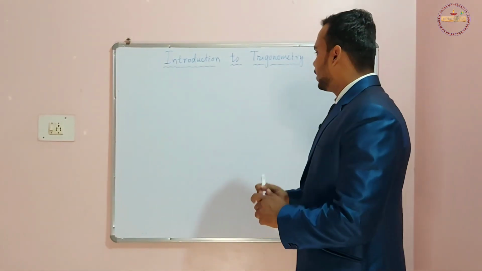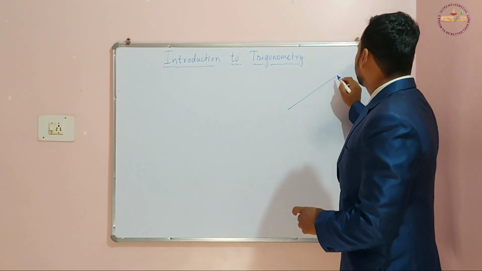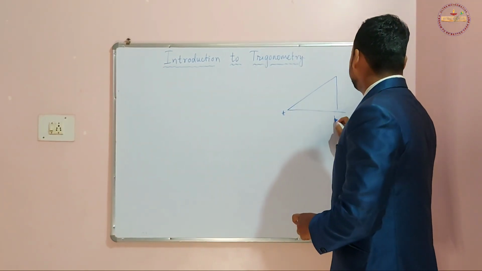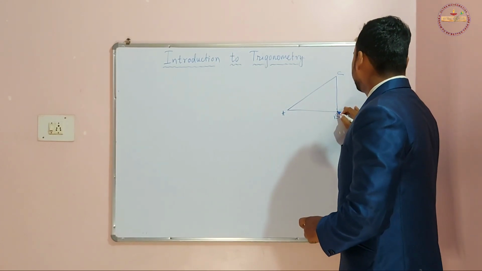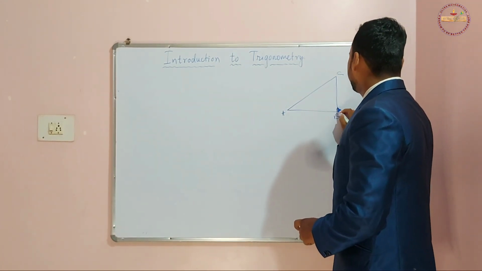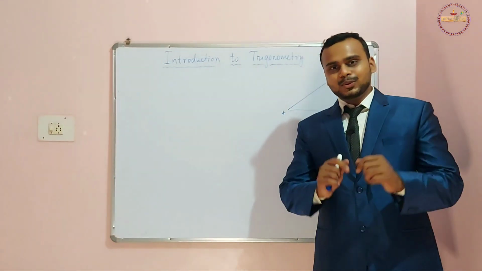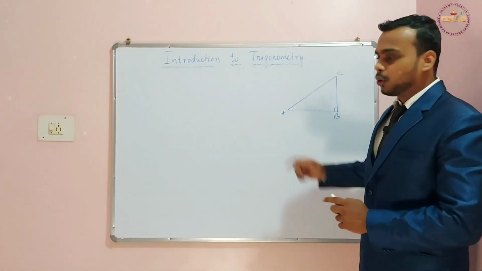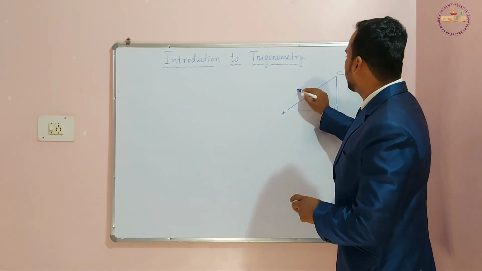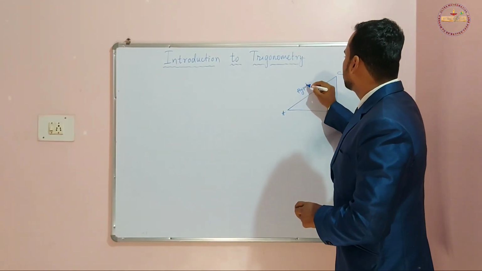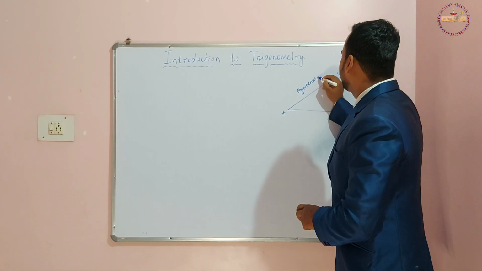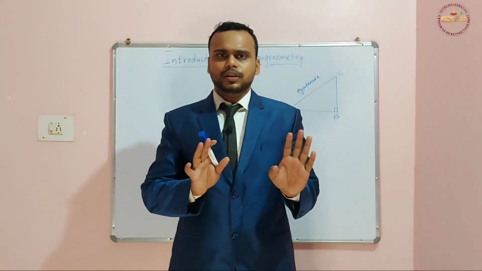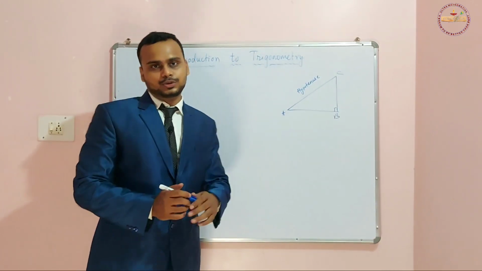First of all, let me draw a right angle triangle like this. Suppose ABC is my right angle triangle, right angled at B. You know the side which is opposite to the right angle is called the hypotenuse. So this side is my hypotenuse. We need that much information only for the 6 different trigonometric ratios.